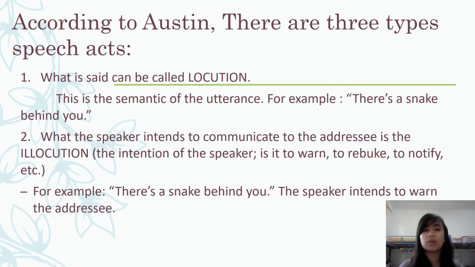The first one is what is said, which can be called locution. Locution in semantics is an utterance. For example, there is a snake behind you. The second one is what the speaker intends to communicate to the addressee, which is illocution. The intent of the speaker is to warn, to rebuke, or to notify the addressee. For example, there is a snake behind you. The speaker intends to warn the addressee.